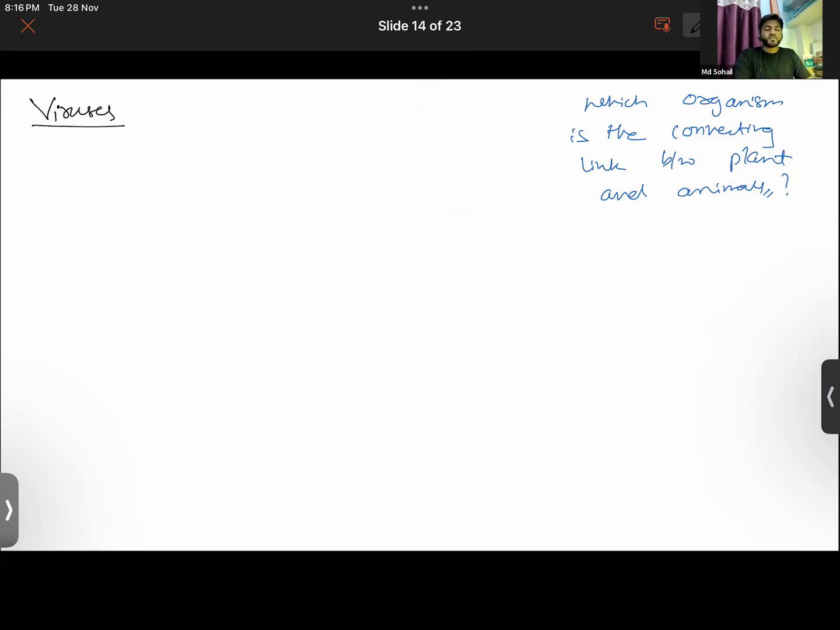There is an organism called Euglena. Euglena is a connecting link between plants and animals. Why? Because it has characteristics of both plants and animals.